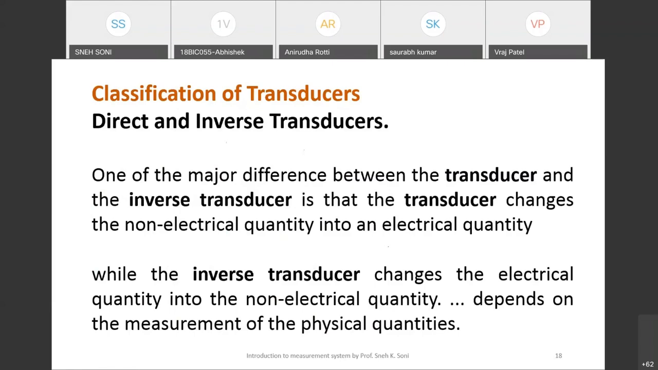So basically, if we understand, a transducer converts one form of energy to another form of energy. So when we have a direct electrical output, it is a direct transducer. When it uses an electrical input to generate some non-electrical output, it is an inverse transducer. Am I clear? This is the simplest category. Please write in the chat box.